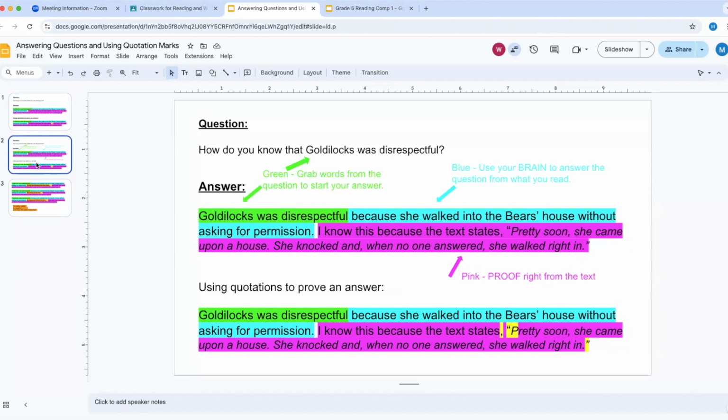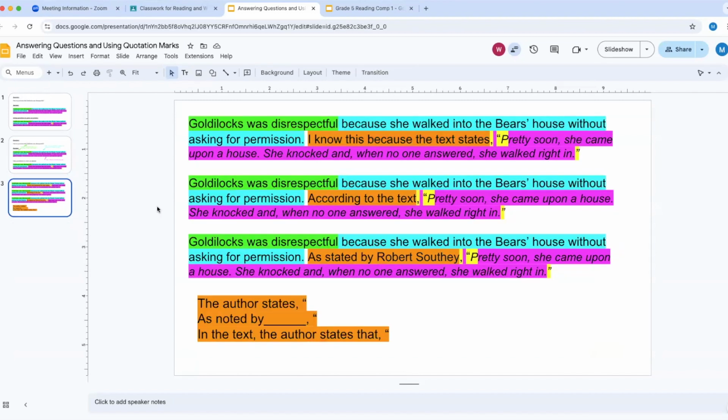And you can always take a look. The green means you grab the words from the question. How do you know Goldilocks was disrespectful? The green says Goldilocks was disrespectful. The blue is from your brain. Remember, B is blue, B is brain. That answers the question. It's basically from your thoughts on why she was disrespectful. Pink, remember P is proof, and you give the evidence. And for the part, I know this because, you can say according to the text or as stated by the author. We'll come back to this, but you should be aware of it because it's how I like questions to be answered.